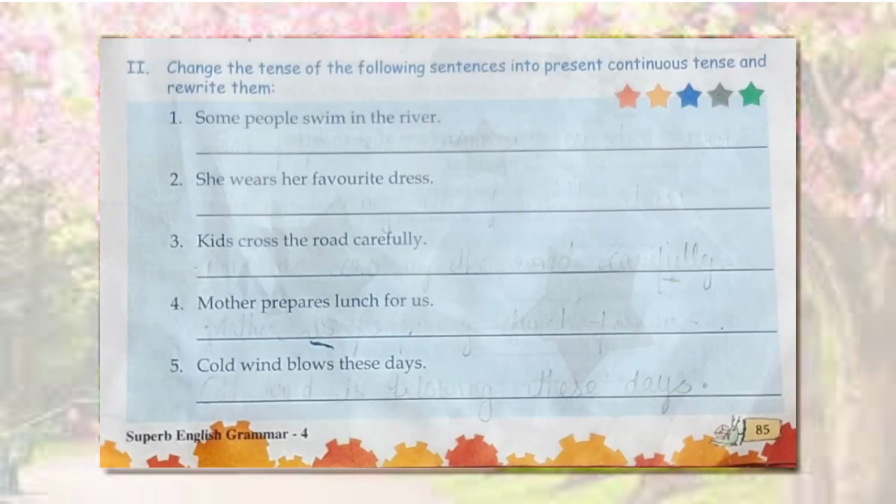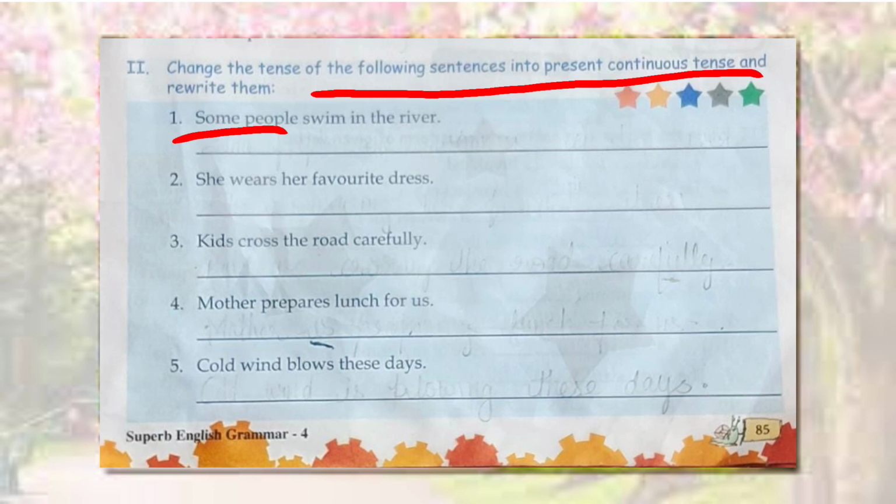All right. Moving to the next. What you have to do is change the following sentences into present continuous tense. Some people swim. People is plural, and swim is the first form of the verb we are using. It means it's an example of present indefinite tense, or simple present tense. So we have to change it to present continuous tense. It's very easy. We all know that we have to use is, am, are according to the subject, and then we add the ing form to the verb. So here swim is the verb.